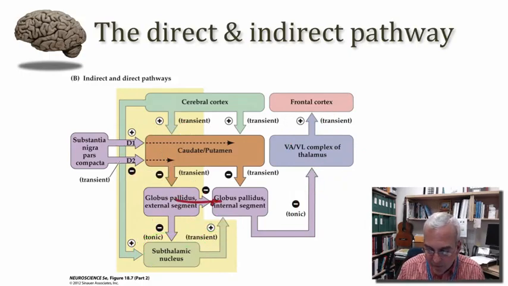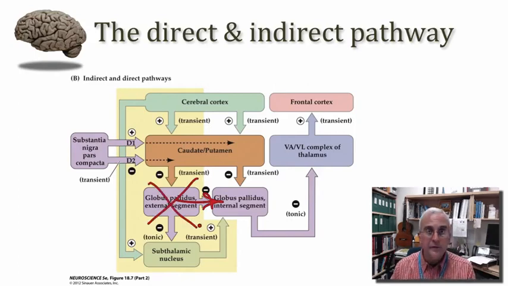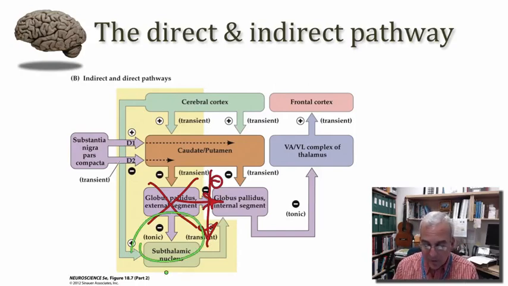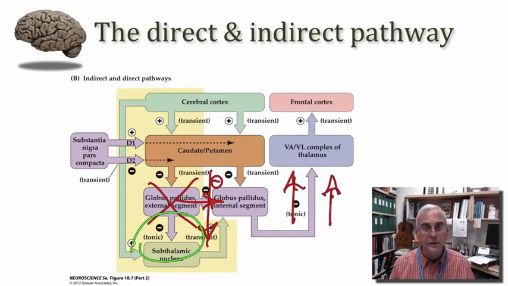There's also this direct projection from the external segment of the globus pallidus to the internal segment. And, well, if we suppress the activity of that external segment, then we will see a reduction in the release of inhibitory transmitter. That too will synergize with the disinhibition of the subthalamic nucleus. These two connections put together lead to an increase in the inhibitory output of the internal segment of the globus pallidus. So you can see how the connections through the internal segment work to suppress movement.